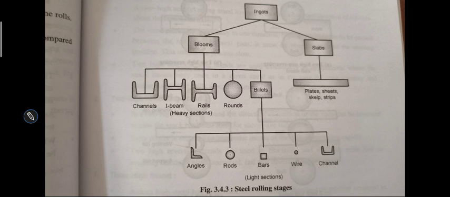So that is the steel rolling stages. In the steel rolling stages, we discussed ingots. In ingots, there are sections, blooms and slabs. Slabs are used for plates, sheets, skelp, and strips, and blooms are used for channels, I-beams, rails, round sections. And billet further goes on to angles, rods, bars, wires, and channels.